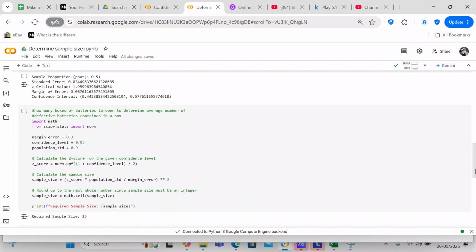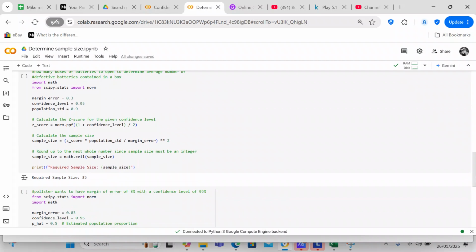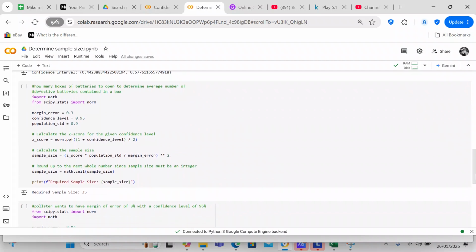So now we're going to do some real-world examples on how to calculate the optimum sample size. So how many boxes of batteries to open to determine the average number of defective batteries contained in a box. And so we're going to import math, because Python has an inbuilt module called math. And then we're going to import scipy.stats and then import norm from scipy.stats. So your margin of error is 3%, confidence level is 95%, and your population standard deviation is 90.9.